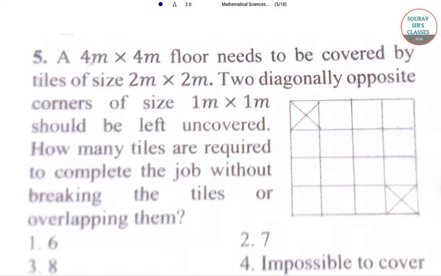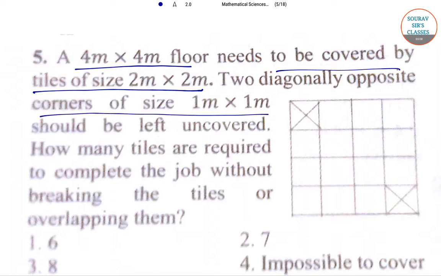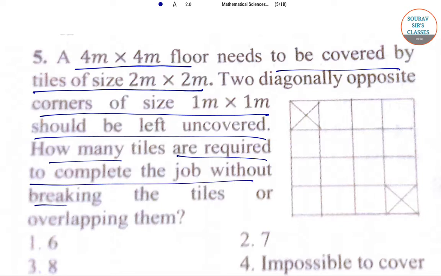The next question is, a 4 meter into 4 meter floor needs to be covered by tiles of size 2 meter into 2 meter. Two diagonally opposite corners of size 1 meter into 1 meter should be left uncovered. How many tiles are required to complete the job without breaking the tiles or overlapping them?